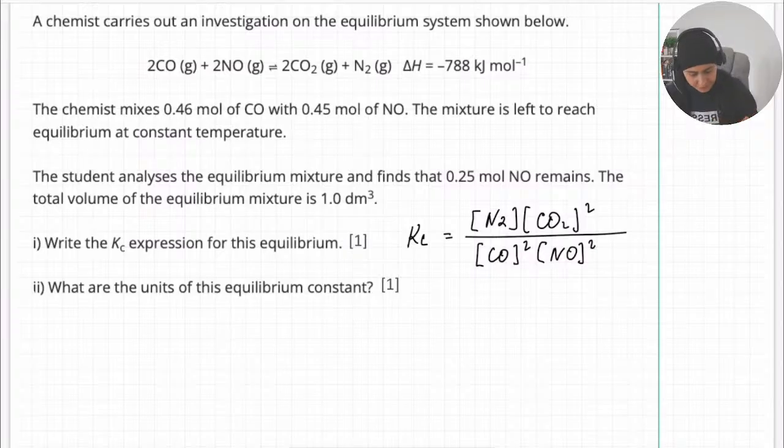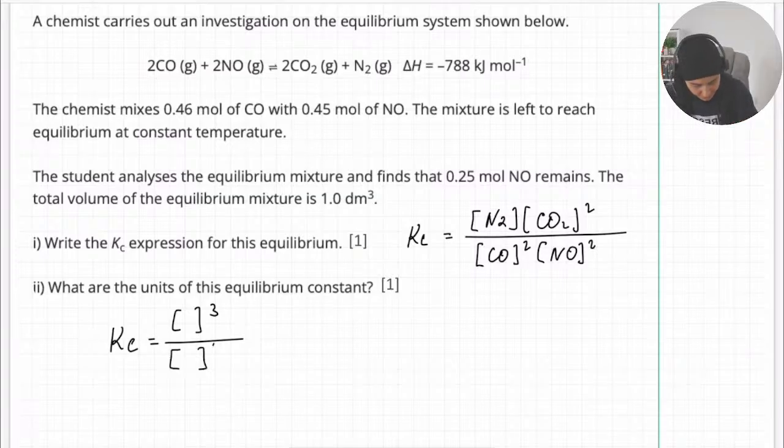Then what are the units? So the easiest way to find the units is to just calculate the powers of the Kc at the top and at the bottom. So at the top in the numerator we have the power of 1 and the power of 2. So that's concentration cubed. I will just denote it like this: concentration cubed divided by, and at the bottom you have times squared times squared, so that's concentration to the power of 4.